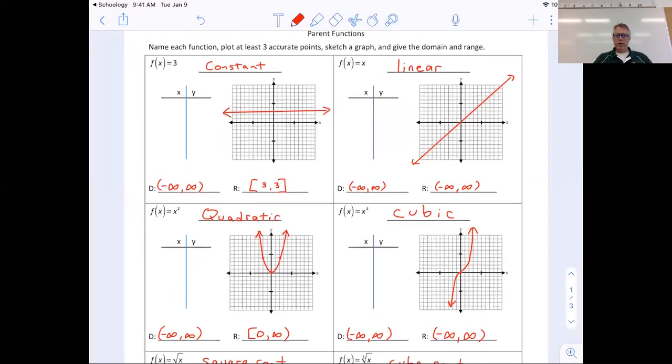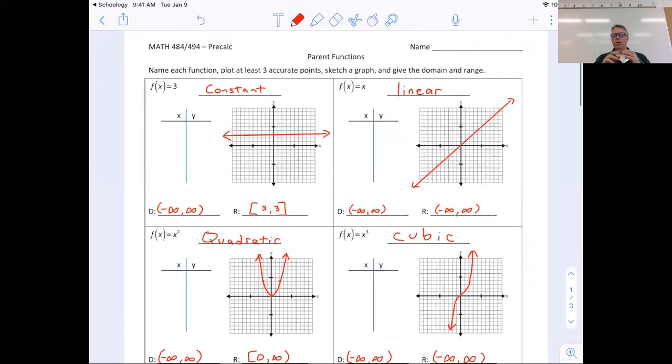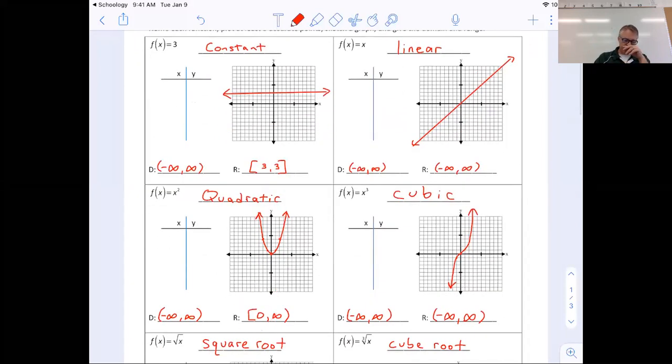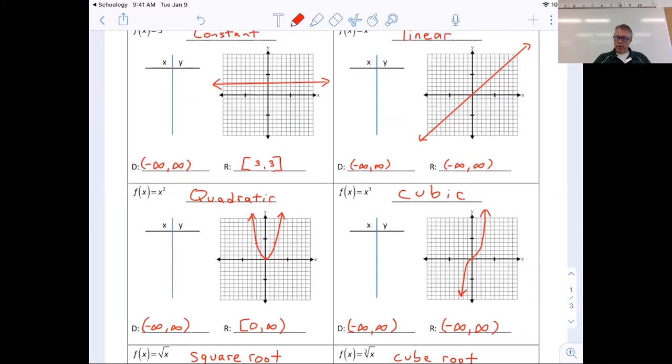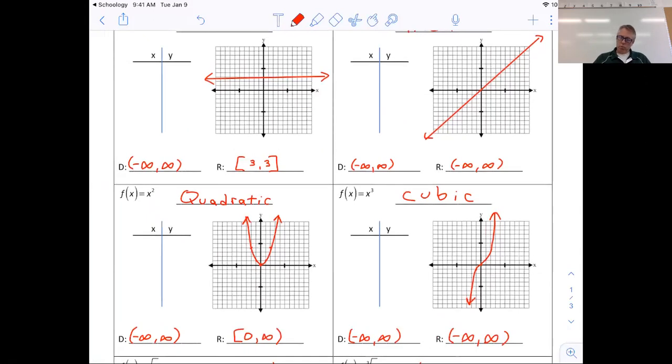Okay, so looking at those first 4, we had the constant, the linear, the quadratic, and the cubic. Some important things to point out: the quadratic's domain is all real numbers, but its range is only from 0 to infinity, inclusive of 0. And a cubic function goes both up and down, because you can take the cube root of negative numbers. So when you plug in negative numbers, you get negative outputs.